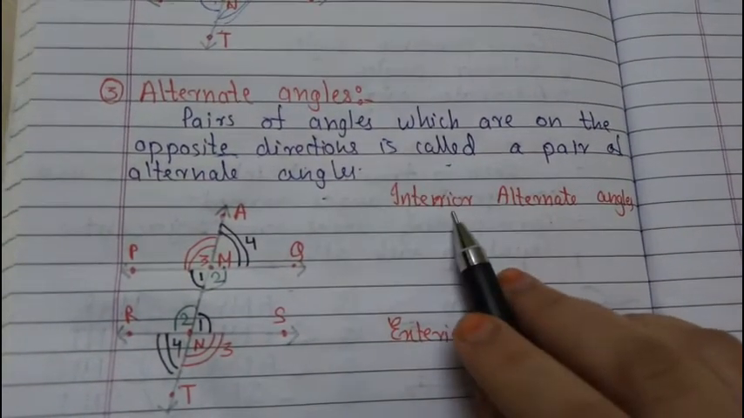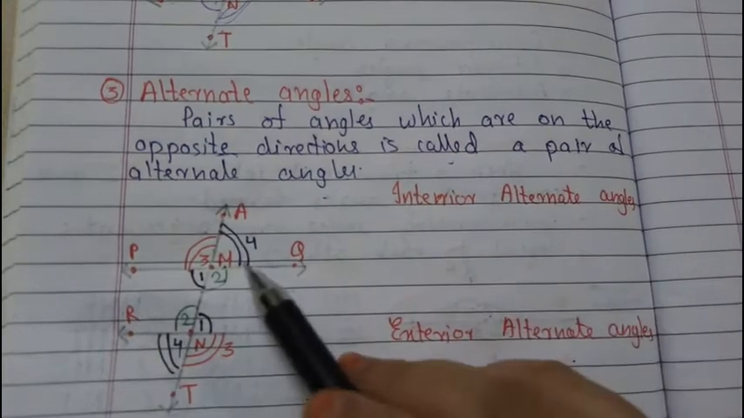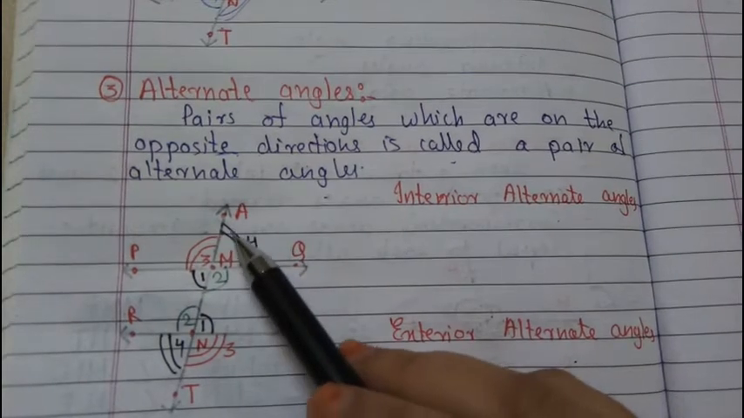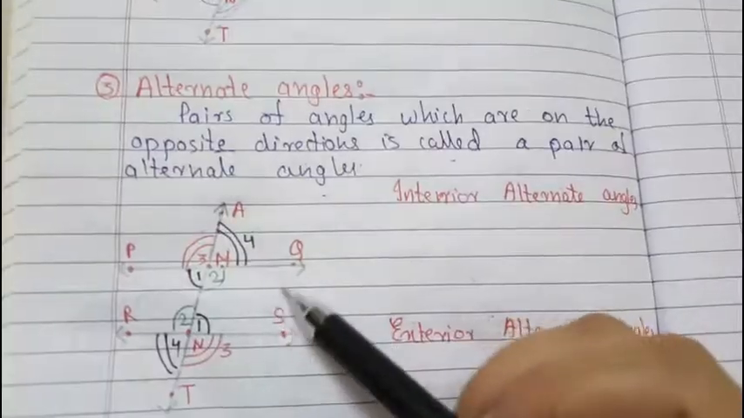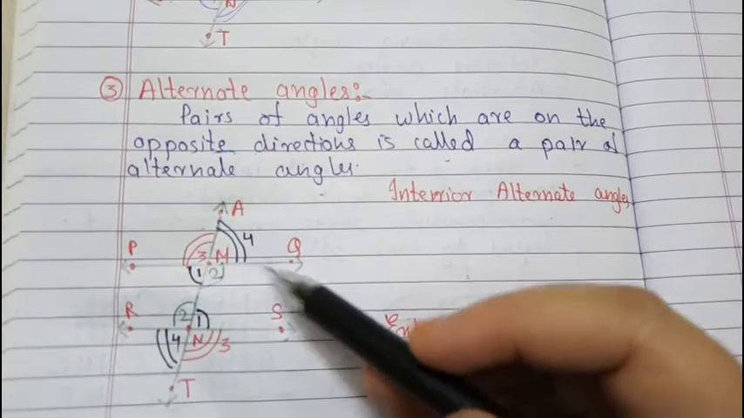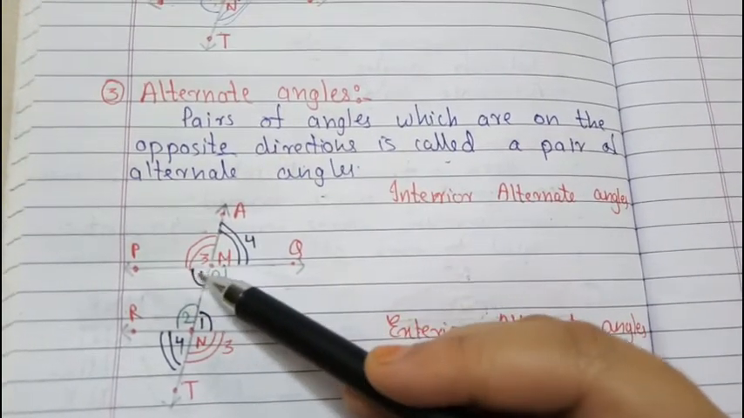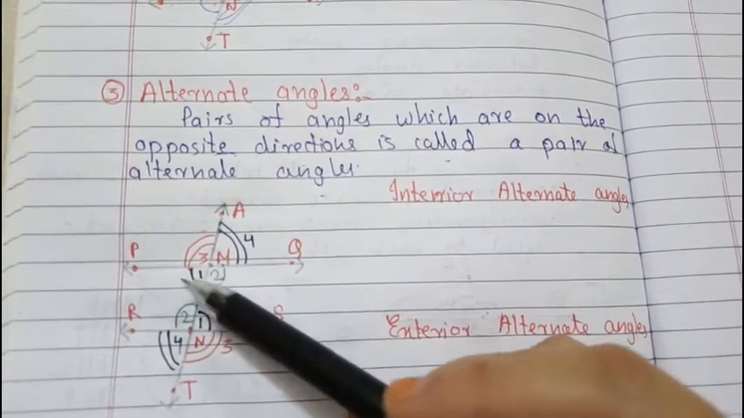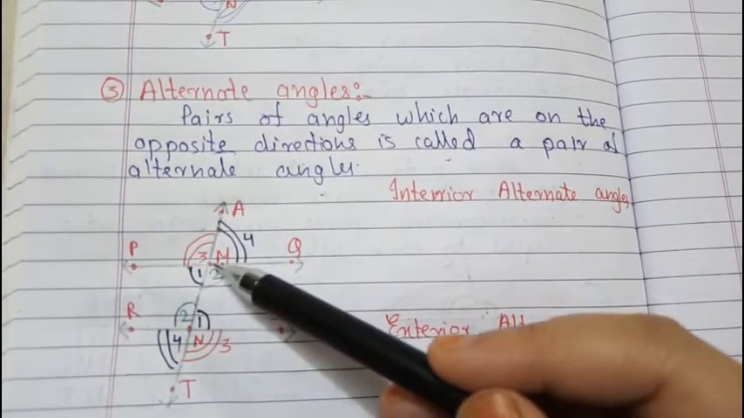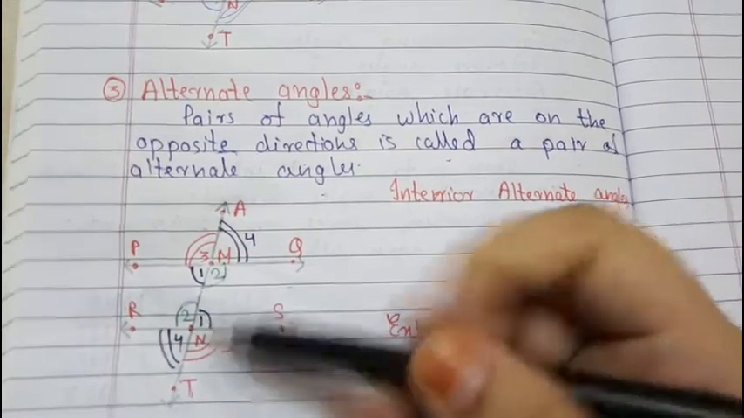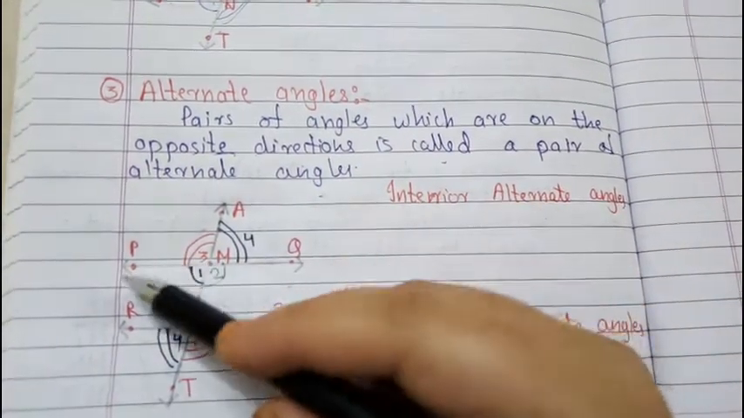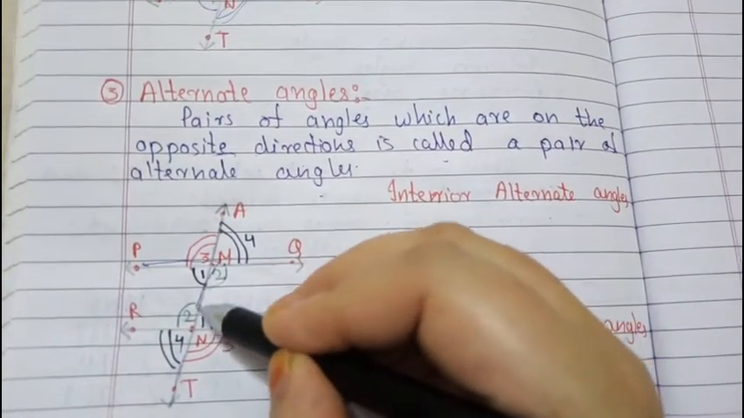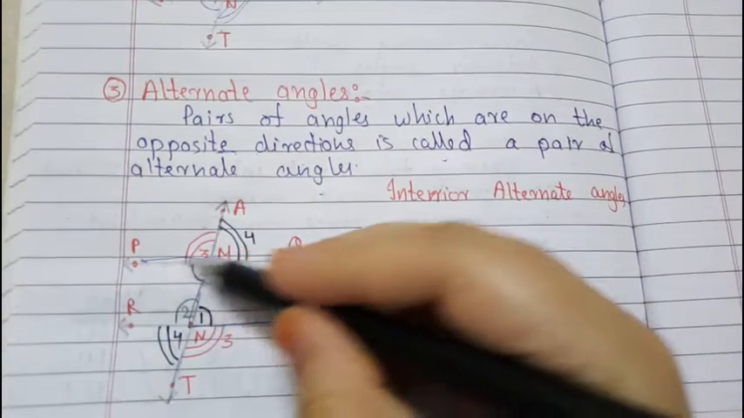Interior alternate angles are the angles which are inside the lines, and exterior alternate angles are the angles which are present outside of the given lines. Now we first see the interior alternate angles. Like here, this angle PMN. This is a transversal line, right? And PQ and RS are the given lines. Okay, here you can see a zigzag pattern, right?